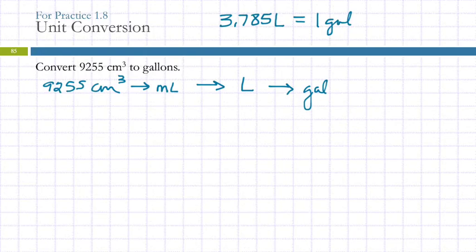So here's my path. I'm going to write out my equation. So 9,255 cubic centimeters. I look at that, there's 3 arrows. I'm going to have 3 fractions.